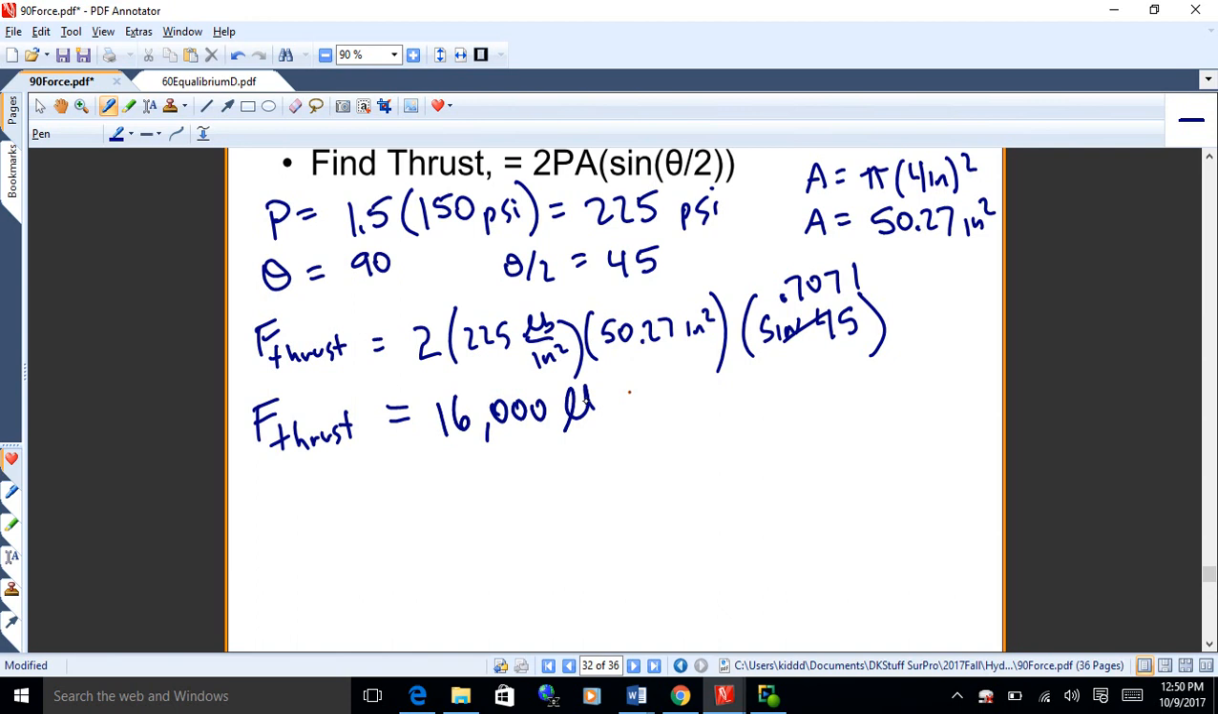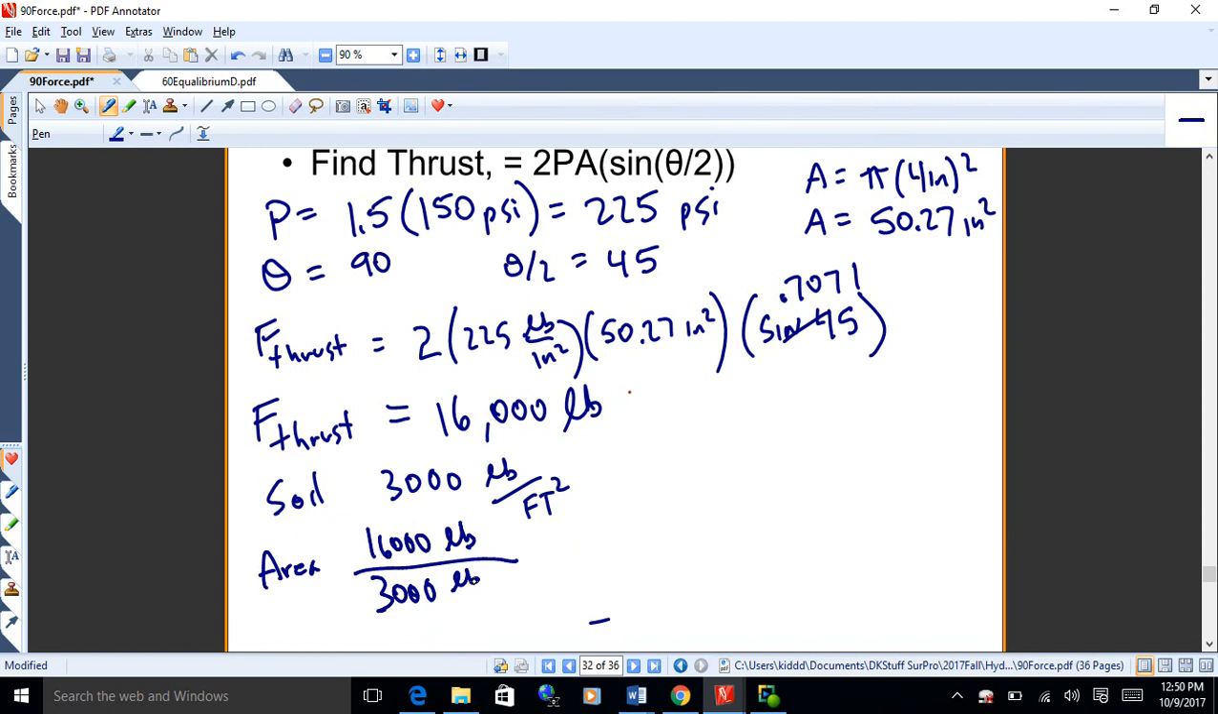Would you just use a material that could take that? What you do is look at your soil, and the soil has a strength, say 3,000 pounds per square foot. They've taken that into the lab, and they know every square foot of soil can handle 3,000 pounds. So you take your 16,000 pounds and divide it by 3,000. That gets you square feet. That's how big the thrust block has to be.